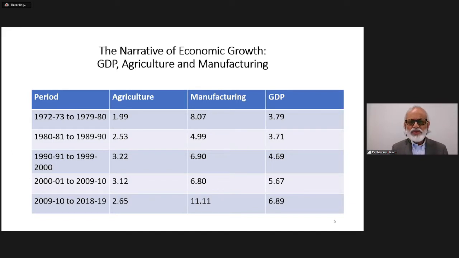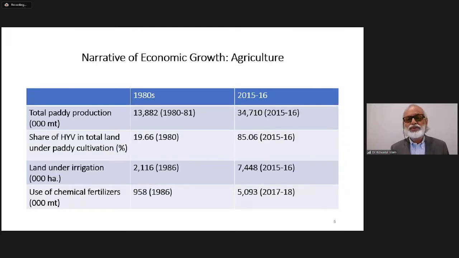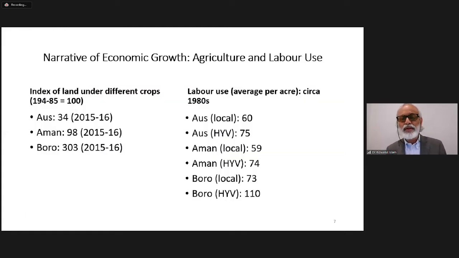If you look at the history of economic growth in Bangladesh, you will see that particularly in the 80s, the manufacturing growth actually declined, and it was agriculture which kept up the growth, and the growth of agriculture increased over decades. Compared to the 70s, it increased in the 80s, and it increased in the 90s also, when the manufacturing sector was lagging. And within agriculture, it is high-yielding varieties, and that's where labor comes in.